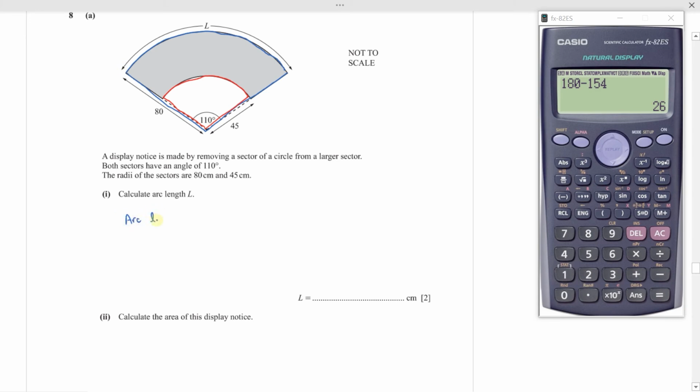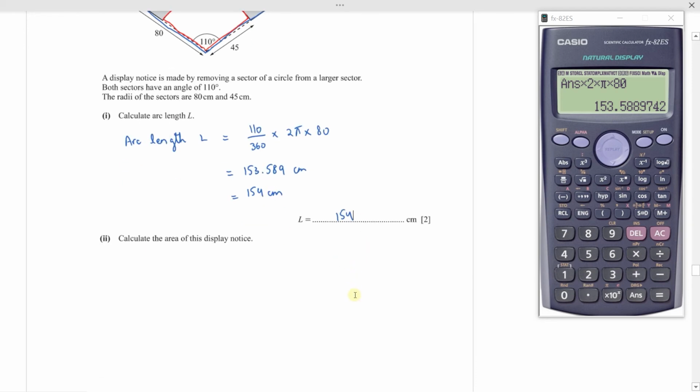So arc length L will be equal to 110 divided by 360 into 2 pi r, where r is the radius 80 centimeter here. So 110 divided by 360 into 2 into pi into r 80. So this is 153.589 centimeters, and if you want to write it up till three significant figures, this will be 154 centimeters.